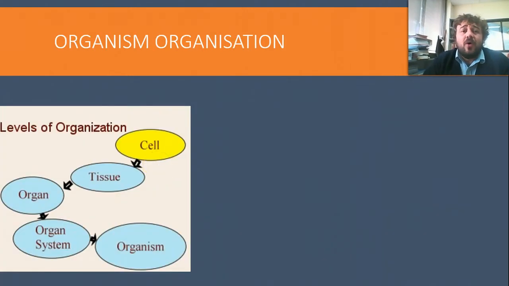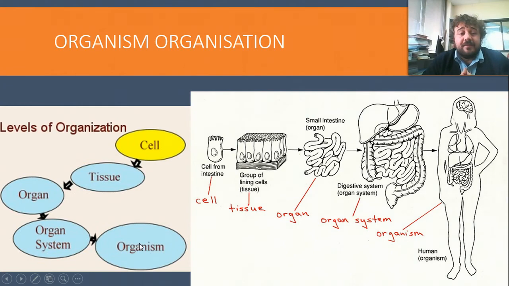So, organism organization. There are different levels. First, you get a cell. Then you get tissues, which are clumps of the one type of cell stuck together. Then you get organs. Organs move on to organ systems, which will then move into organisms. Cool. All right. So let's see this as an example.